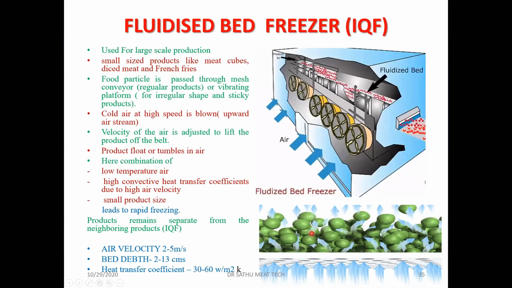So let's see a typical fluidized bed freezer. The air velocity is around 2 to 5 meters per second. We can adjust the air velocity just to lift the product from the conveyor into the air. Then the bed depth will be around 2 to 13 centimeters. The heat transfer coefficient is 30 to 60 watts per meter square per Kelvin. So this is the heat transfer coefficient.